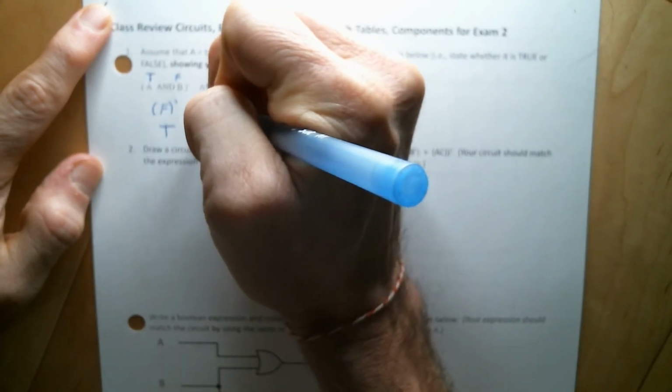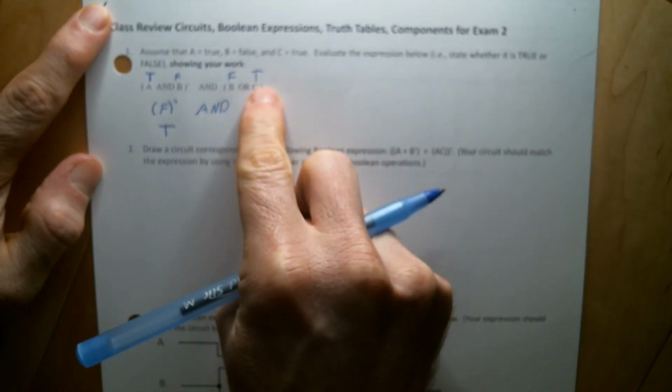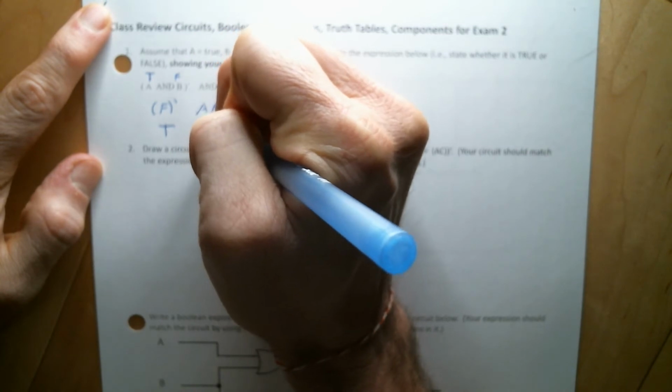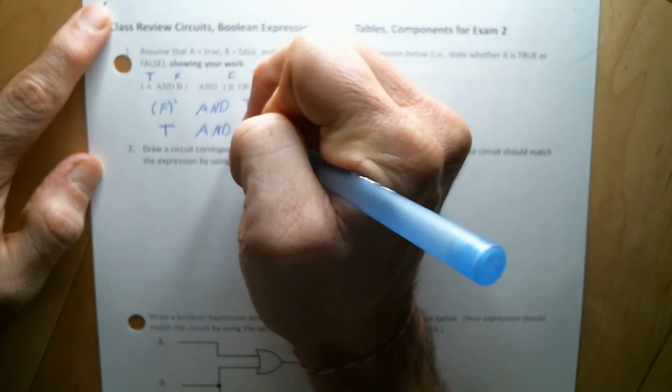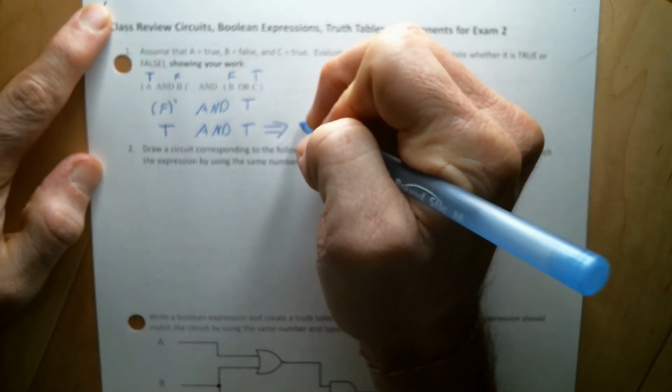All right, then we have and here. This is just a false or a true. All right, with an or, we only need one of them to be true. So we know this is true. And then we're left with true and true, which means the whole thing is going to be true. All right, so just being able to plug in falses and trues and then evaluate them by looking at the ands, the ors, and the nots.